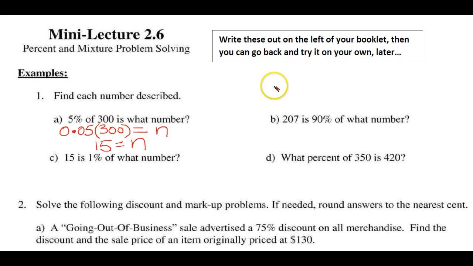Now for letter B, 207 is equal sign 90%. Need to convert it into a decimal of what number? I could put parentheses, but since it's a letter, I don't need to. Now, how do I find out what n is? I'm going to divide out the 0.9 and I get n equals 230.